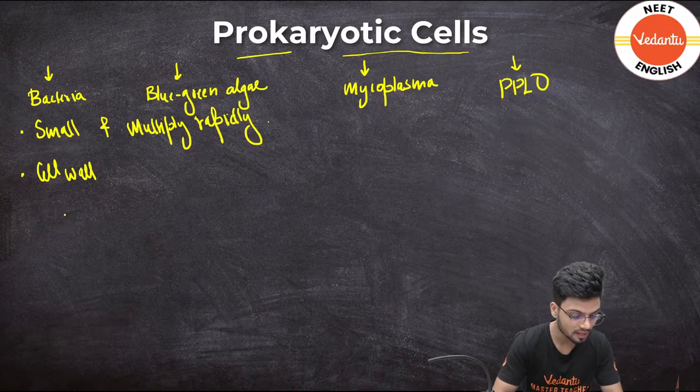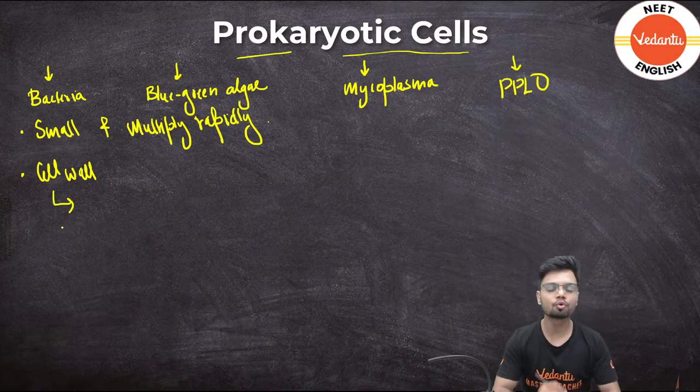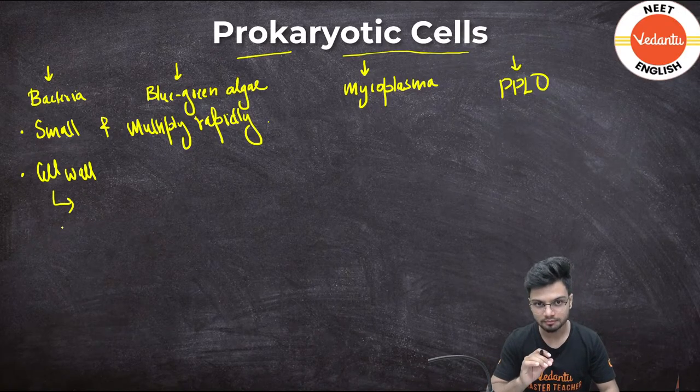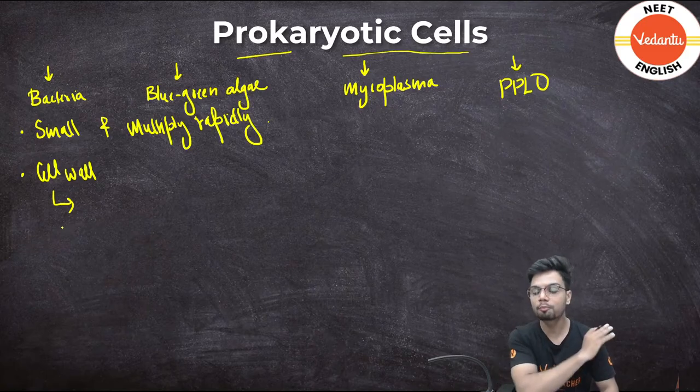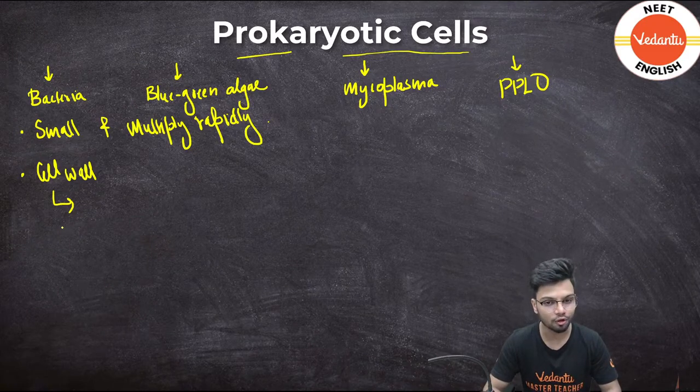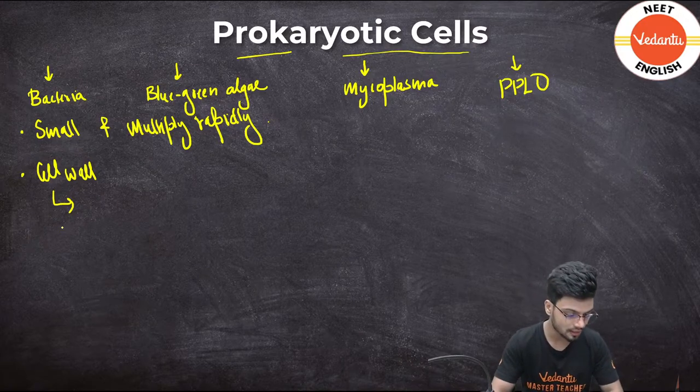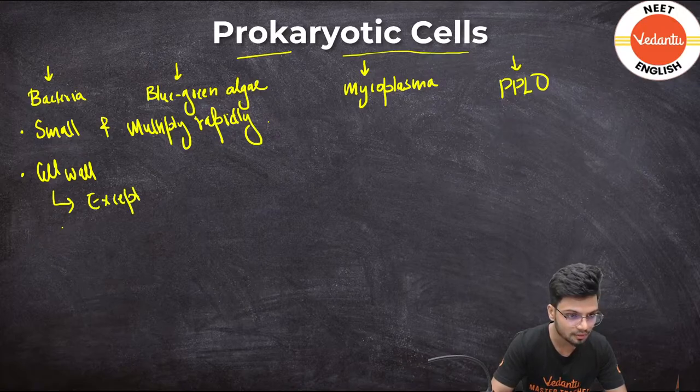Yes, it has a cell wall. Now, do all the prokaryotes have a cell wall? You will tell me, yes sir, all prokaryotes have a cell wall. Then I will tell you, no, you're wrong, because there is one prokaryote which does not have a cell wall. That is, except the mycoplasma.